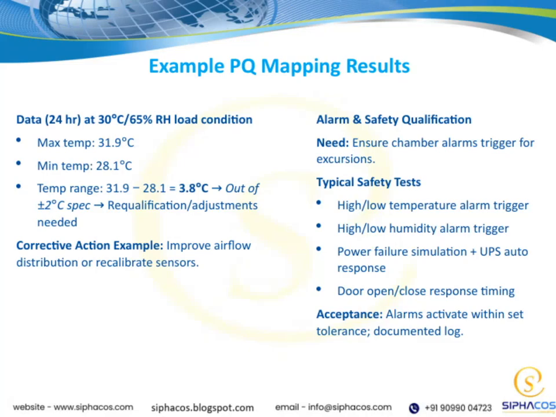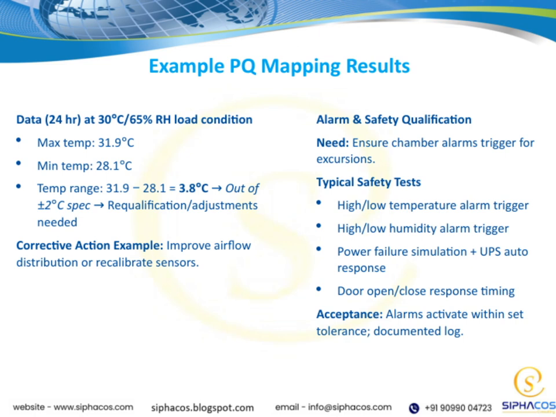Let's talk about the alarm and safety qualification process. The main goal here is to make sure that the chamber alarms will trigger properly whenever there's an excursion or an abnormal condition. This is crucial for maintaining safety and ensuring the system responds as expected. Typically, we perform a series of safety tests.